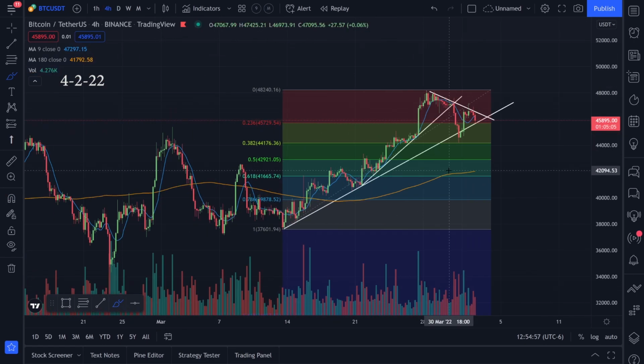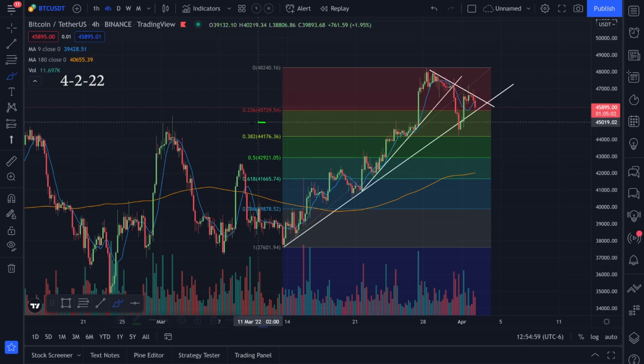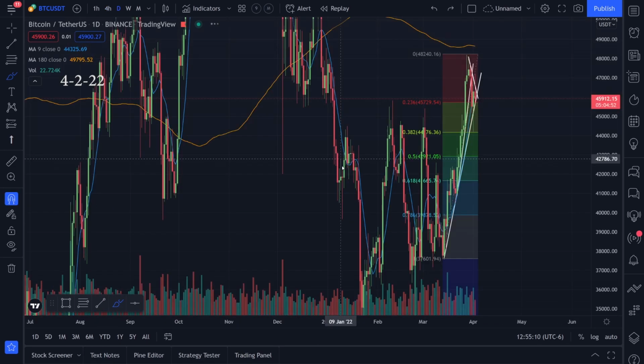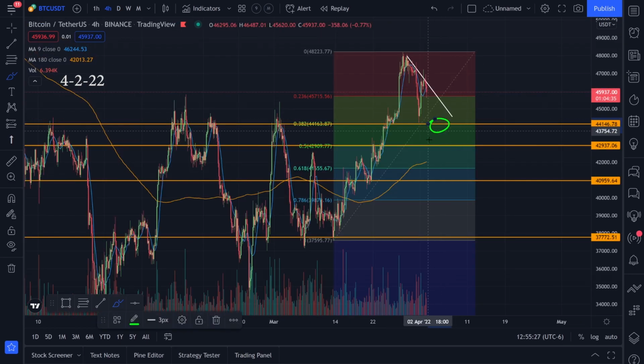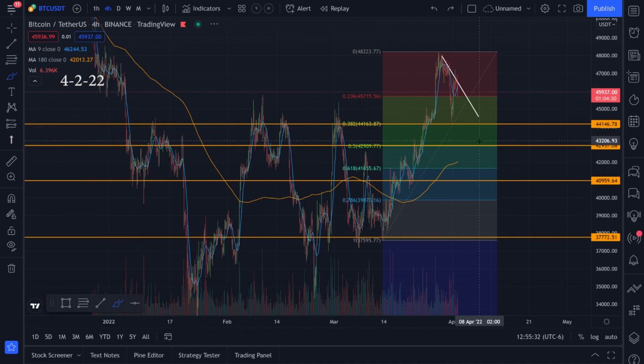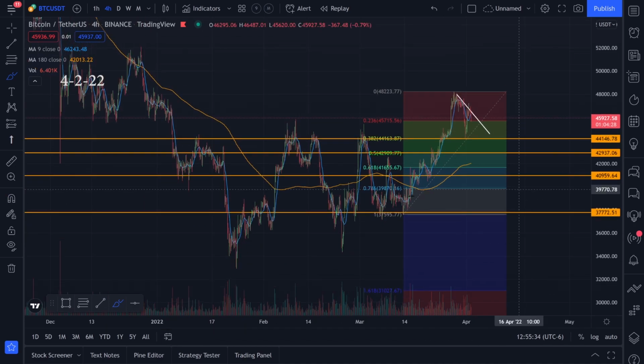So let's go back to the 4-hour time frame. Like I said, I was watching the 38% level sitting at 44,176 approximately, and the 50% level sitting at 42,921. Let's go ahead and bring back the original stuff that I was looking at from the beginning. These orange lines are limit orders in case we keep heading down. I'm doing these with smaller positions. In the bigger time frame, I'm still kind of bullish actually.